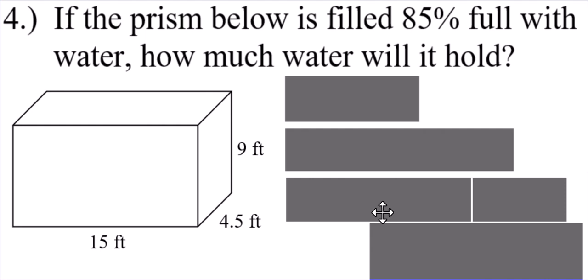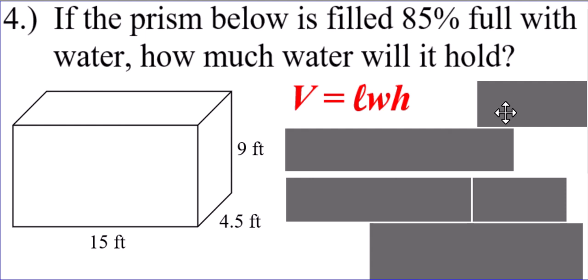All right, problem number 4. If the prism below is filled 85% full with water, how much water will it hold? This is a rectangular prism. So right away, do not use V equals capital B times H. Yes, you could make it work. You could find the area of the rectangle, multiply it times the other measurement that you haven't used yet for the H.